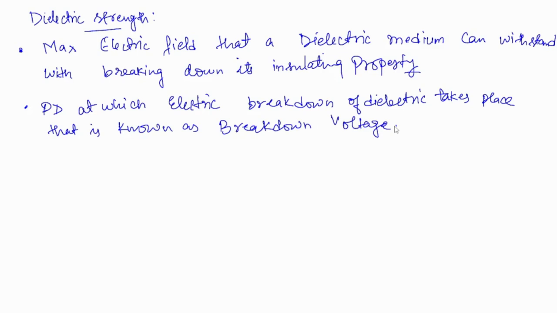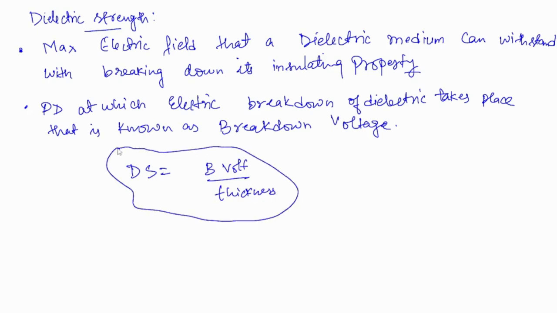And one more thing, this dielectric strength can be calculated by dividing the breakdown voltage by the thickness of the sample, meaning breakdown voltage of the material divided by the thickness. So the unit of dielectric strength will be volt per meter, or V by m.